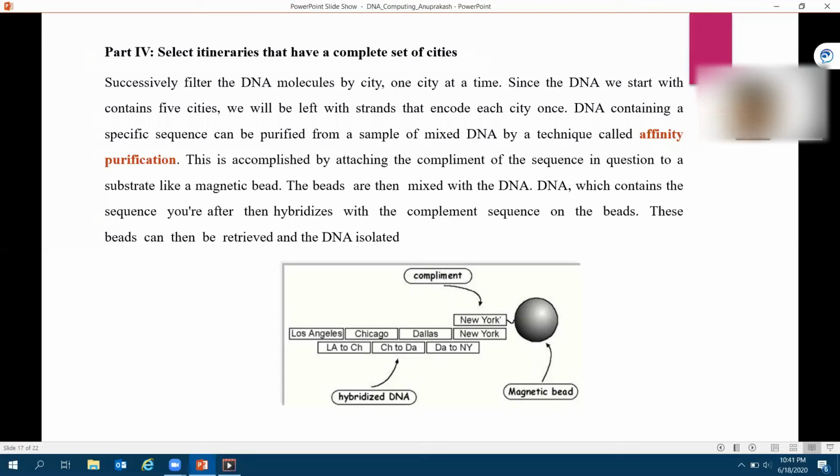DNA containing a specific sequence can be purified from a sample of mixed DNA by a technique called affinity purification. This is accomplished by attaching the complement of the sequence in question to a substrate like a magnetic bead. The beads are then mixed with the DNA. DNA which contains the sequence you are after hybridizes with the complement sequence on the beads. These beads can then be retrieved and the DNA can be isolated. We can see this in the figure below, how it can be separated.